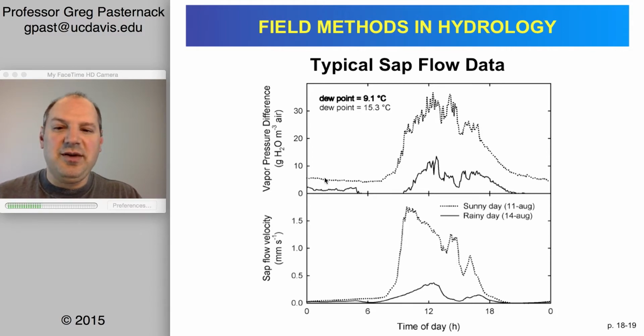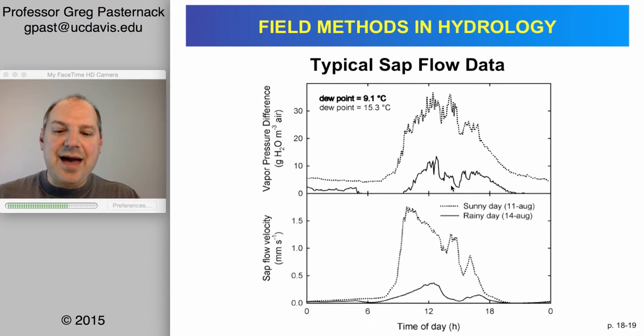That means that there's going to be a vapor pressure difference. But when you get to the heat of the day around 10 a.m., the vapor pressure difference goes up. It's going to fluctuate but reach a peak and then eventually come down. And that vapor pressure difference is going to be a lot higher on a sunny day than a rainy day.